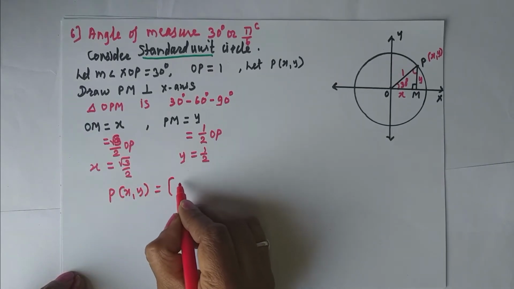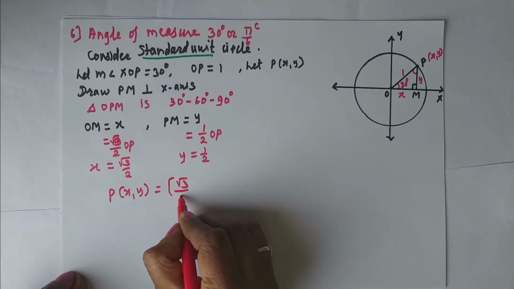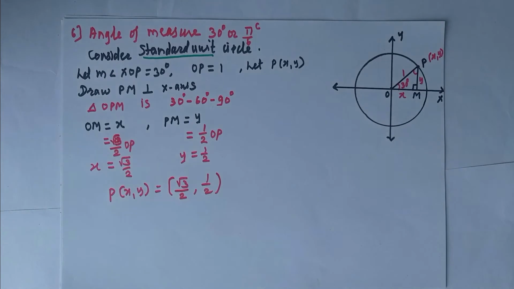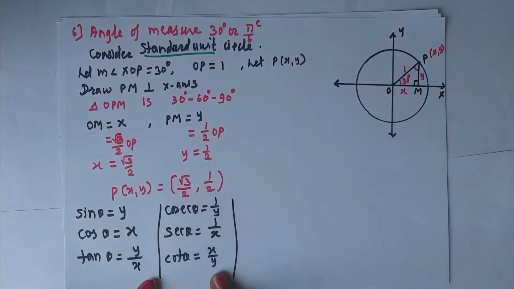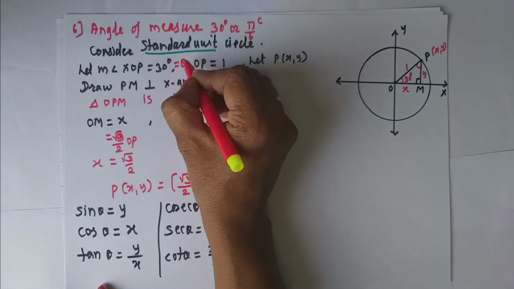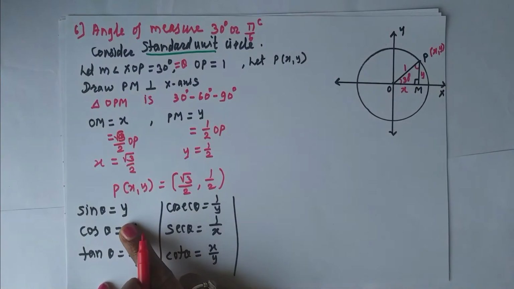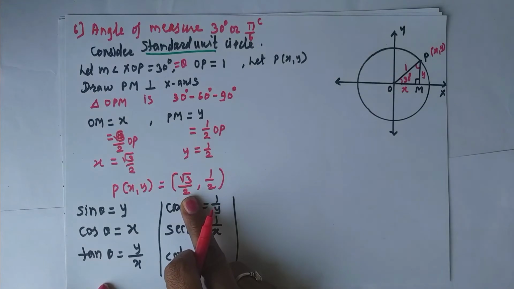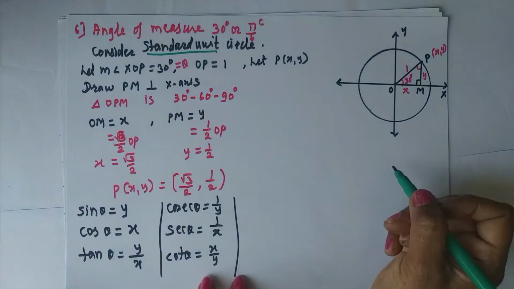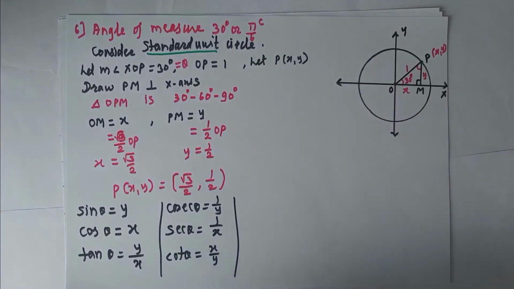In this way, we got value of x root 3 by 2 and value of y half. Means our point P having value x, y. What will be the value now? That will be root 3 by 2 and half. These are the coordinates of point P. Okay, now we know these are the values of 6 trigonometric functions with reference to the standard unit circle. In this, we will keep the value of theta 30 degree, value of x root 3 by 2, and value of y half. Then write down all 6 trigonometric functions here.